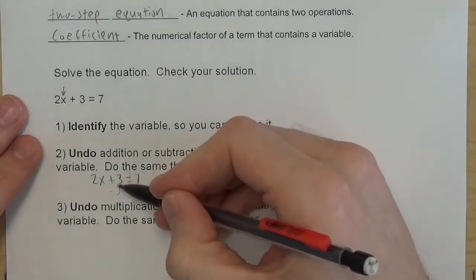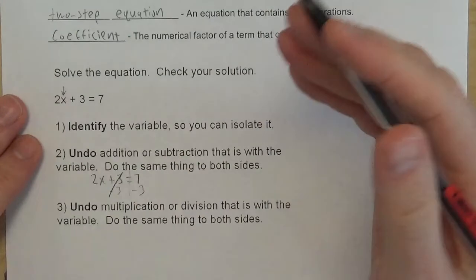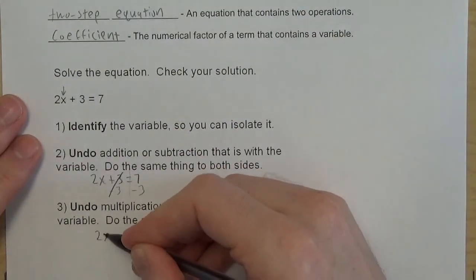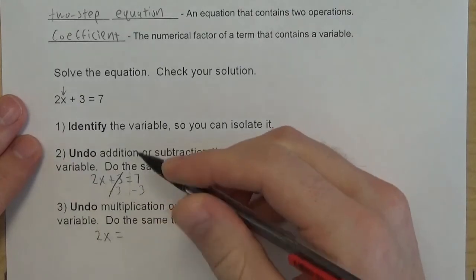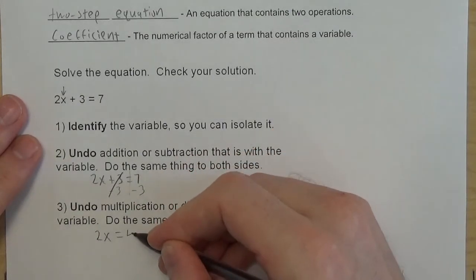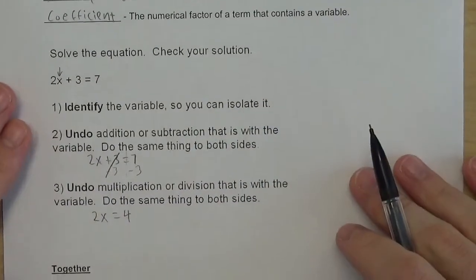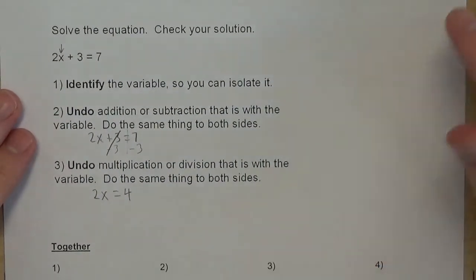So 3 minus 3 cancels out. That's the point there, is we're eliminating stuff over here with the variable. So now the only thing over here is 2x. And then we have 7 minus 3, which is 4. So we've simplified that equation a little bit. X isn't quite by itself yet, but we're closer.